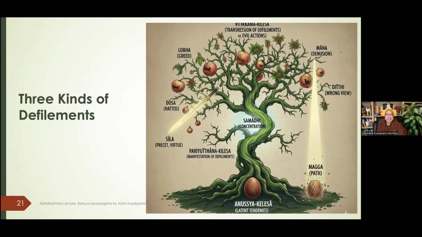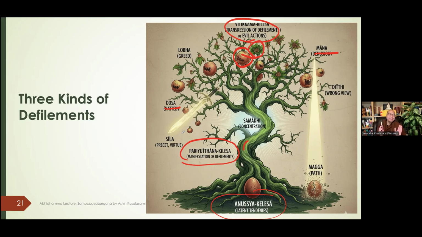This time I'm trying the AI. I put the anusaya text in, but don't read it, there is a wrong spelling. Anusaya, latent tendency, is like a root, and pariyutthana kilesa, it's not very clear how it represents pariyutthana kilesa. It might be the energy, arousing something to do. And vitikkama kilesa is like flowers and fruit. So this is like an evil action.